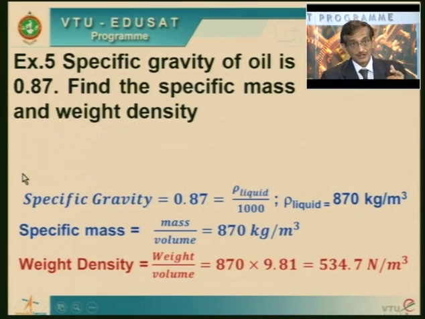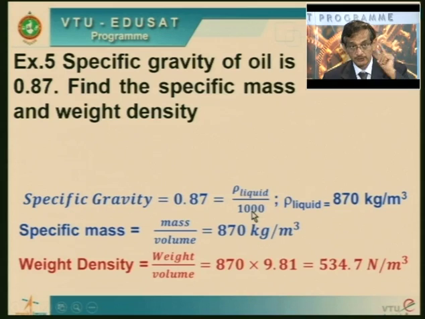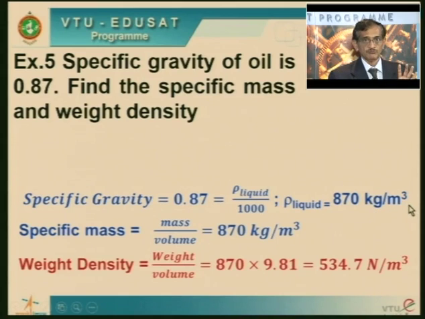Let us see how we can solve. I think this is very simple. The given value is specific gravity, 0.87, is equal to density of the liquid divided by 1000. Value is 0.87, density of the liquid which we do not know, divided by density of water, because it is a ratio of the two. So, if you multiply using your calculator 0.87 into 1000, it will be 870 kg per meter cube. Is it okay?